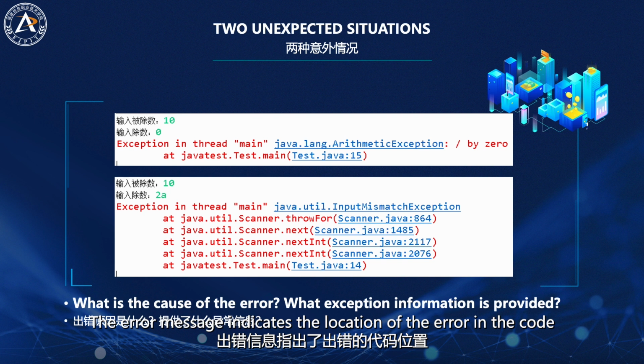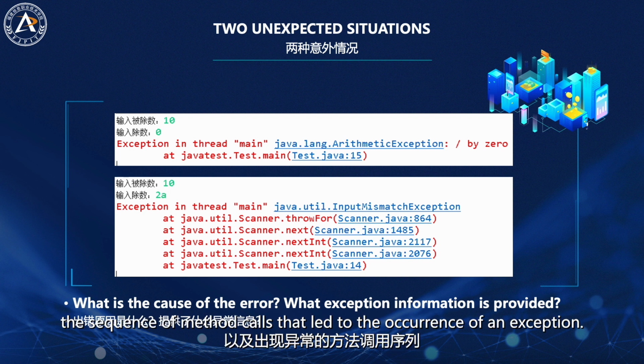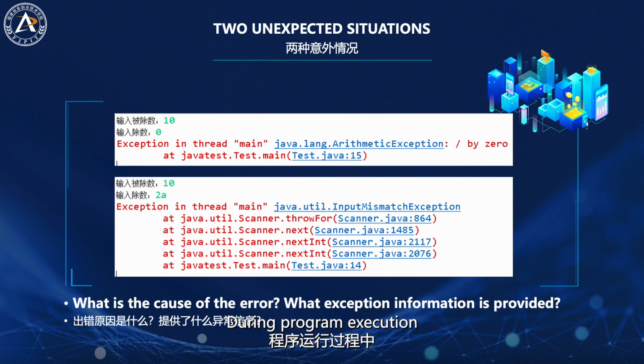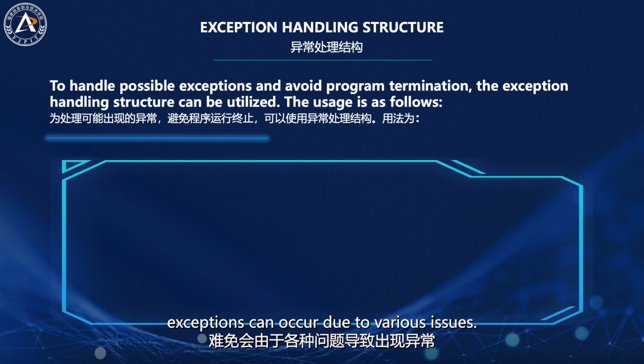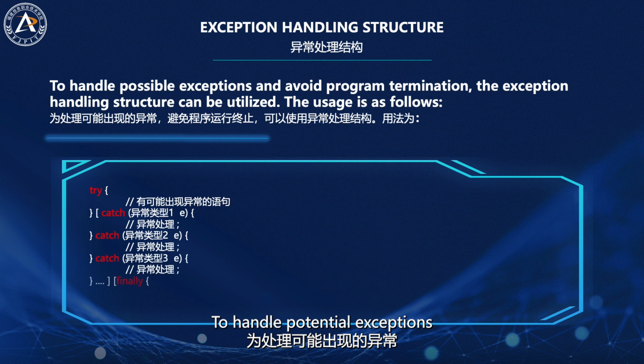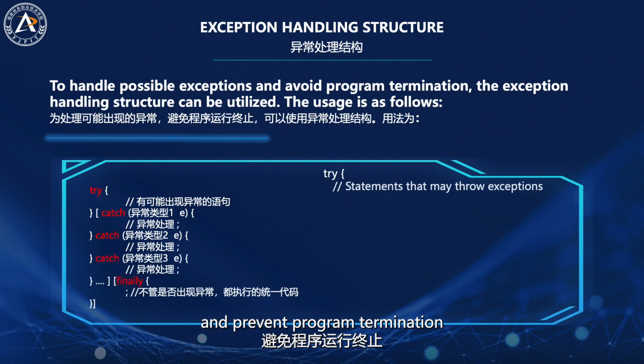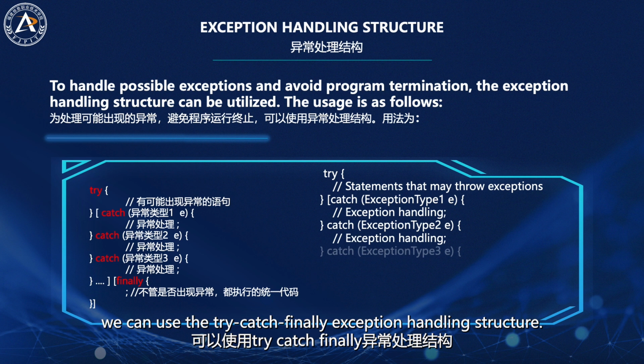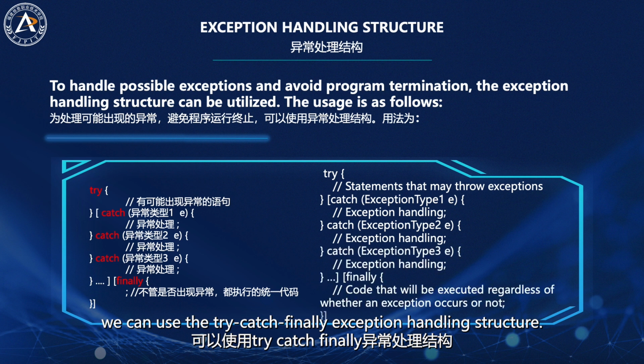The error message indicates the location of the error in the code, the type of exception, and the sequence of method calls that led to the occurrence of an exception. During program execution, exceptions can occur due to various issues. To handle potential exceptions and prevent program termination, we can use the try, catch, finally exception handling structure.